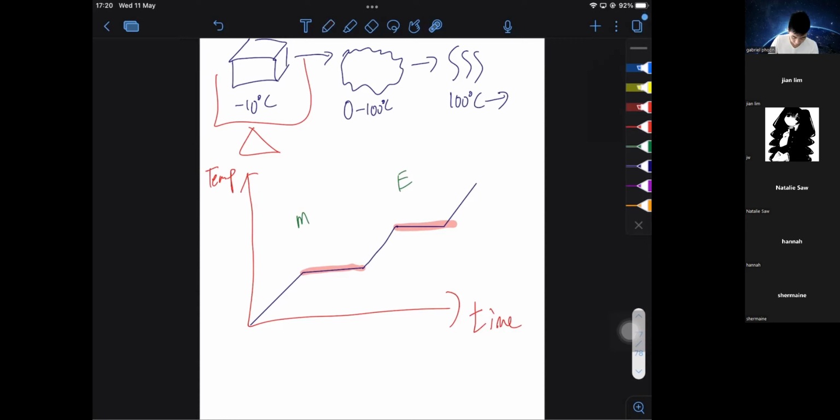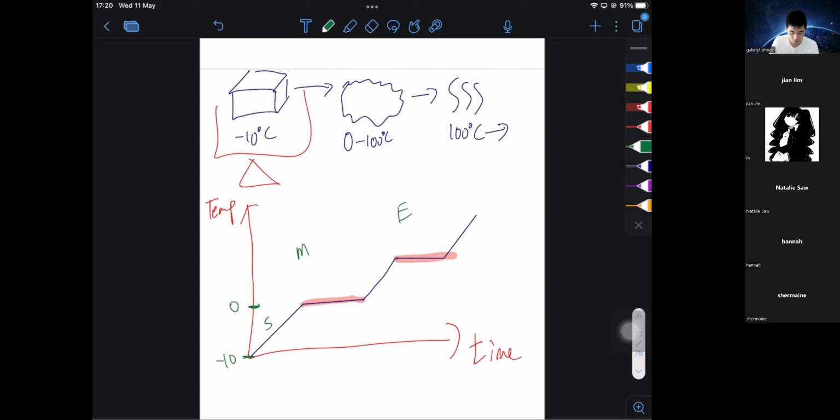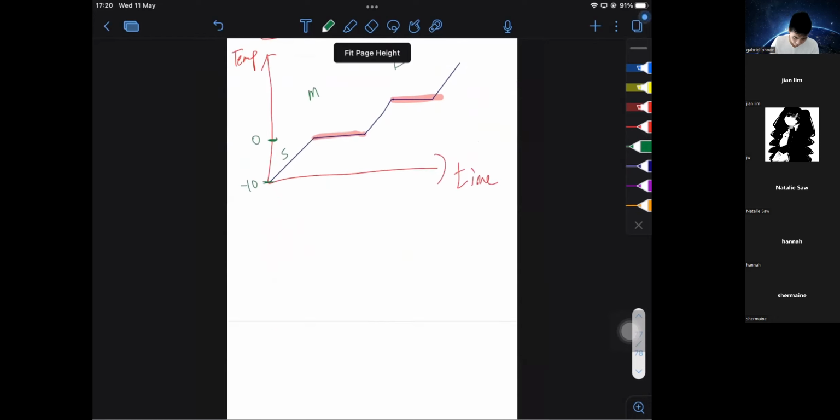At this specific time here, this is essentially the solid of the ice, right? Let me use a different color. This is essentially the solid of the ice. It starts off at negative 10 degrees Celsius. When it reaches the melting point, which is obviously 0 degrees Celsius, it starts flatlining. Why does it start flatlining? It's because all the energy that was supposed to increase the temperature of the ice right now is being used to break the bonds. And if you think about it, it kind of makes sense, right?